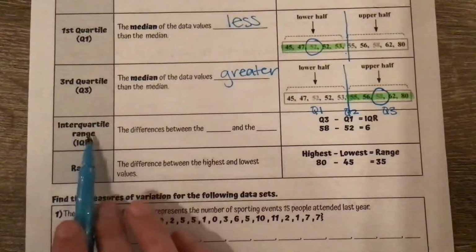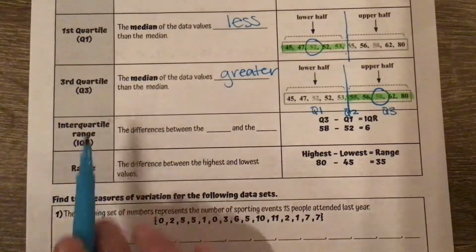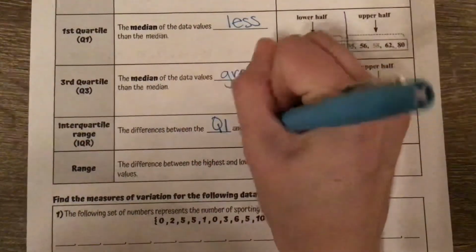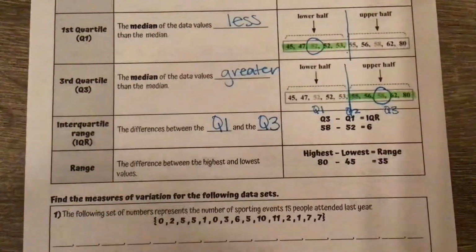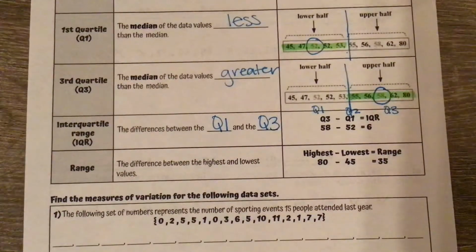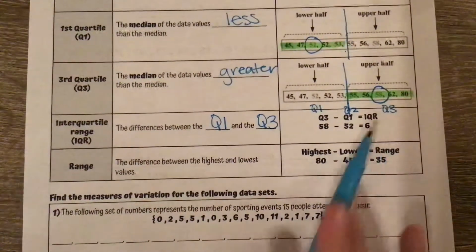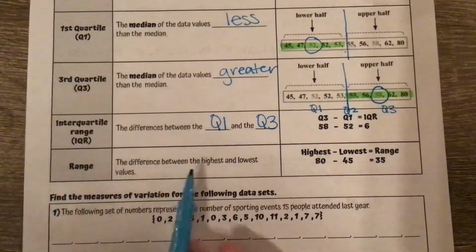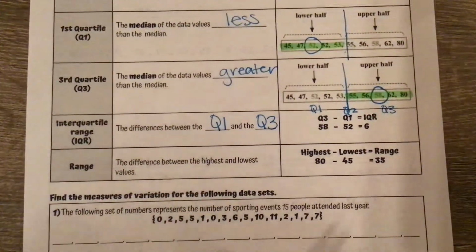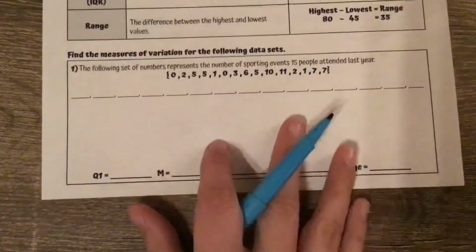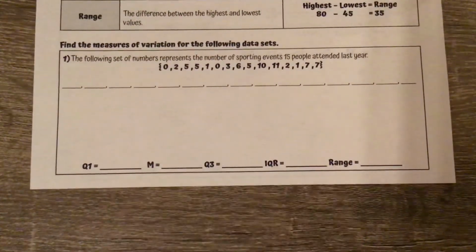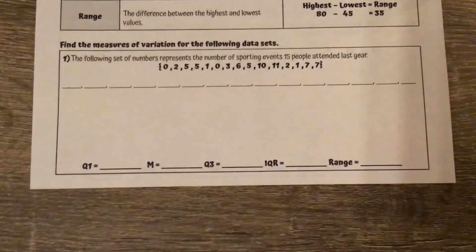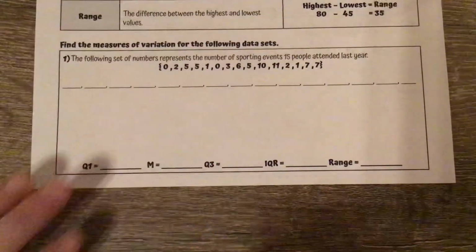Your interquartile range, or you will hear us refer to it as the IQR, is the difference between the Q1 and the Q3. So it's a range. We are just subtracting our Q3 minus our Q1 to figure out, oh, it has a range of however many. And then just range on its own is the difference between the highest and lowest values. So anytime we're dealing with median, we need to put them in order from least to greatest.